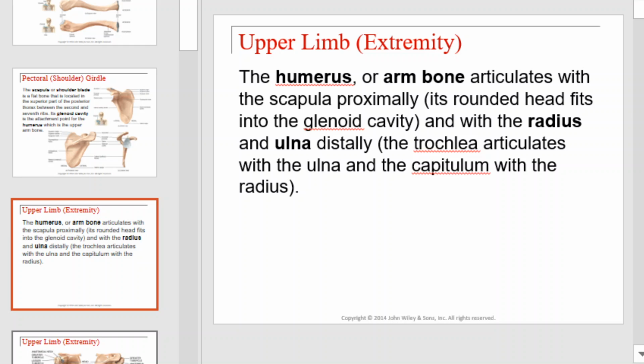The humerus. The humerus or arm bone articulates with the scapula proximally. Its rounded head fits into the glenoid cavity, and with the radius and ulna distally, the trochlea articulates with the ulna and the capitulum with the radius.